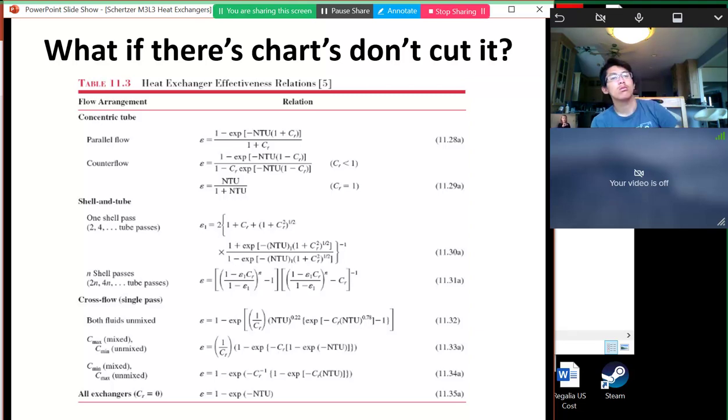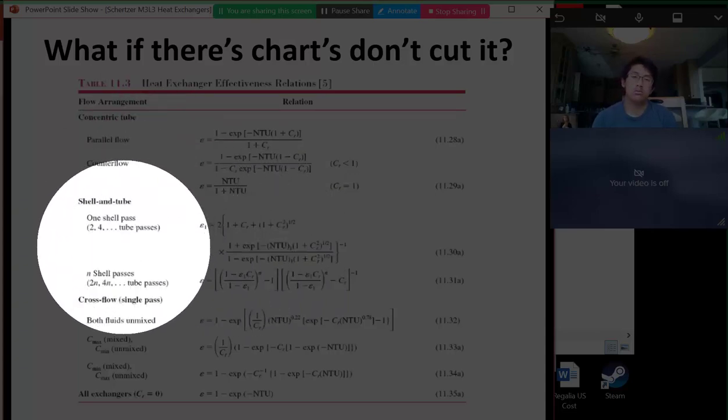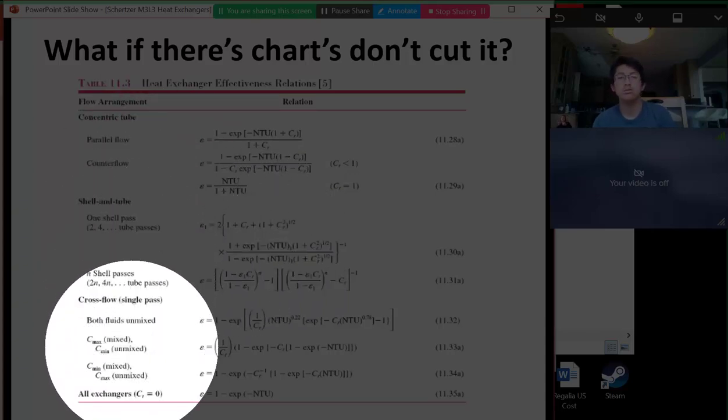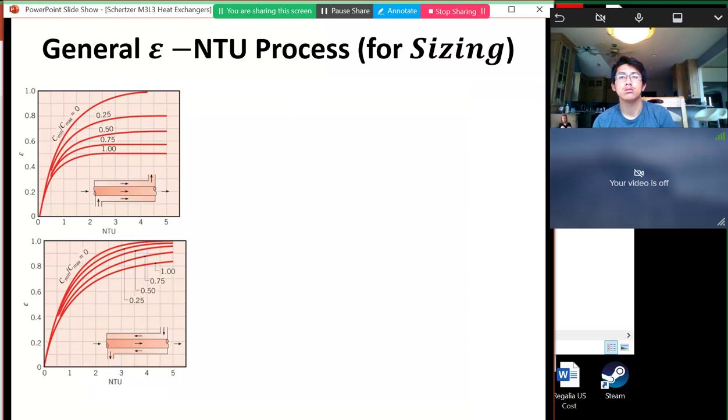So I need to pick the type of heat exchanger that I have, whether it's parallel flow or counterflow, whether it's shell and tube, or whether it's crossflow. Then I can go and pick the right equation, and then I have that correlation, and I can find effectiveness. So that's how I'm going to use the effectiveness-NTU process to find the amount of heat that we transfer.